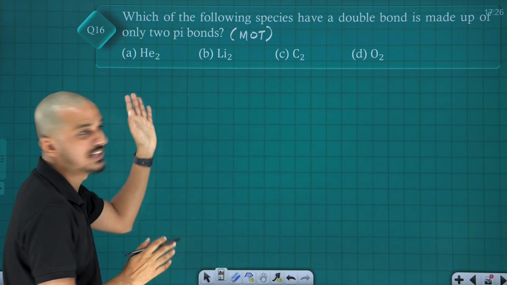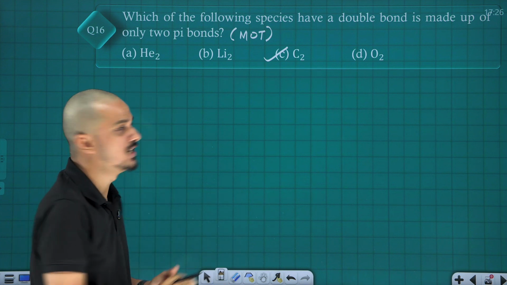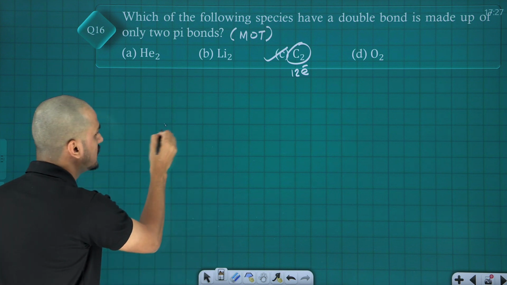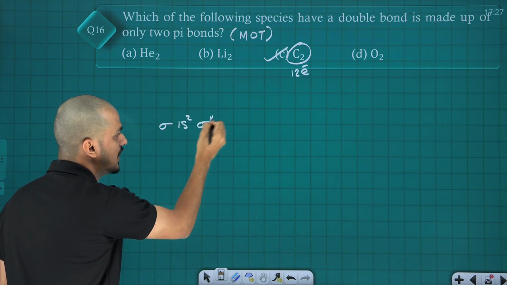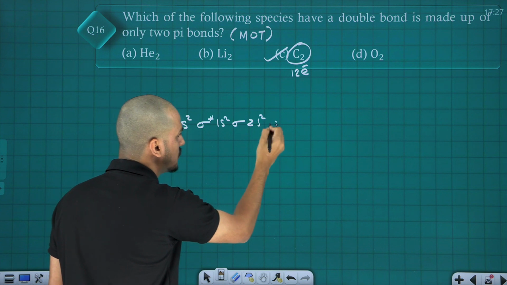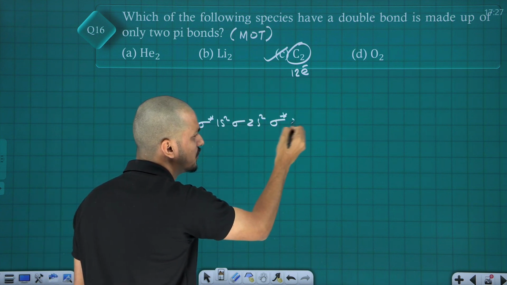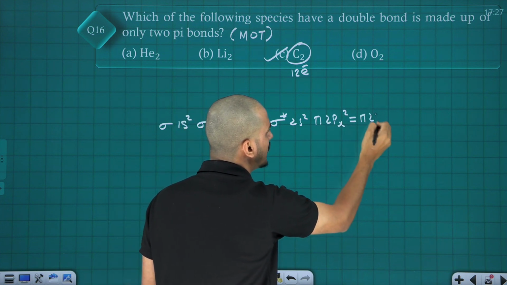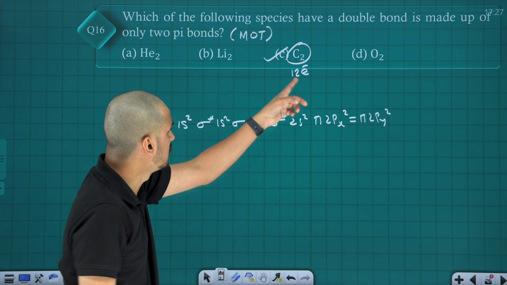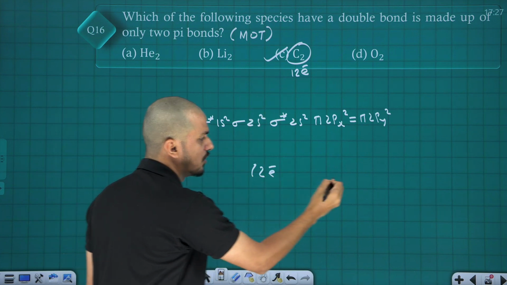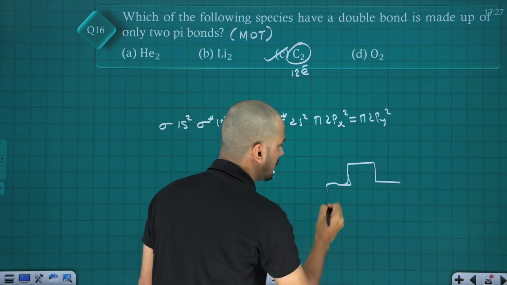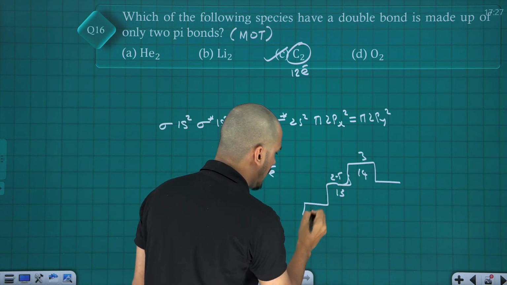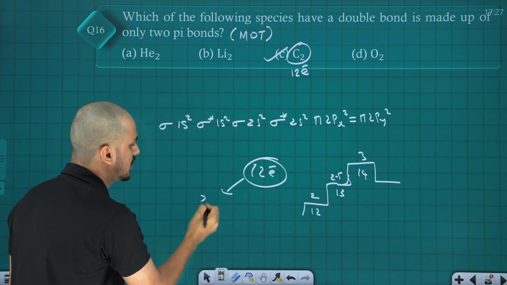Okay, yeah. See, here the answer is what? C2. Why? In C2, total electron is 12 electron. You write the electronic configuration: sigma 1s2, sigma star 1s2, sigma 2s2, sigma star 2s2, okay, pi 2px2 equal to pi 2py2. So 12 electron means, according to our pyramid idea, I taught you one pyramid idea. You remember 14 means bond order is 3, 13 means 2.5, 12 means 2. So 12 means 2 is the bond order.